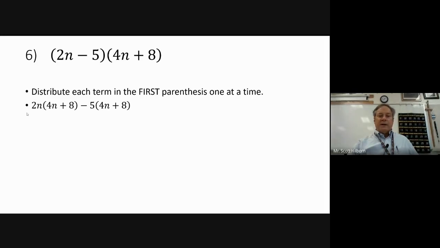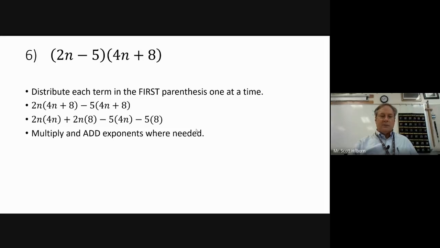But I've printed it out so that you can see officially what's going on. Again, the 2n is here, the -5 is right here. And you're going to multiply that across, you're going to multiply that across. Like so. 2n times 4n, 2n times 8, -5 times 4n, -5 times 8. So then you're ready to multiply them and add exponents when you need to.